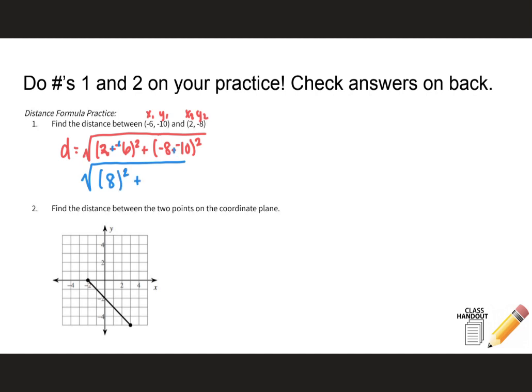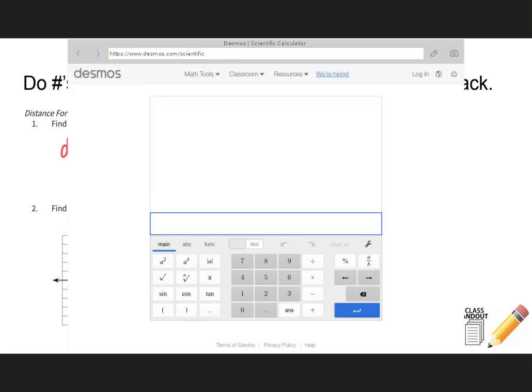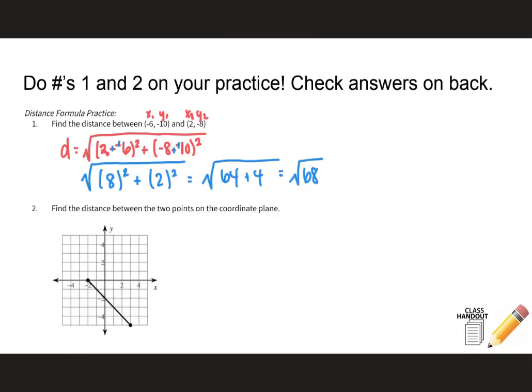-8 minus 10, when we have a double negative, it turns to positive. So -8 plus 10 is going to be 2. And then we can simplify a little further here. 8 squared is 64. 2 squared is 4. So that's going to be square root of 68. And then we can put that in our calculator. So square root of 68 is 8.25. So the distance is approximately 8.25.